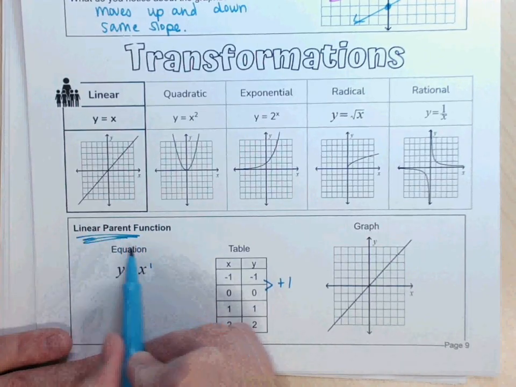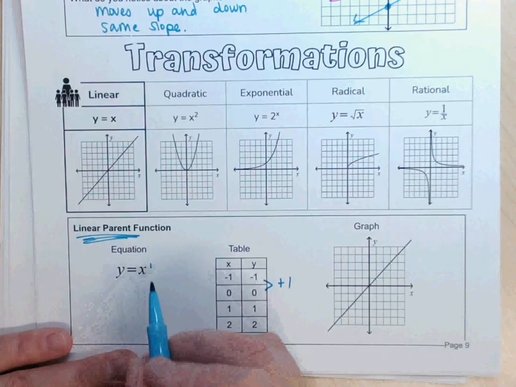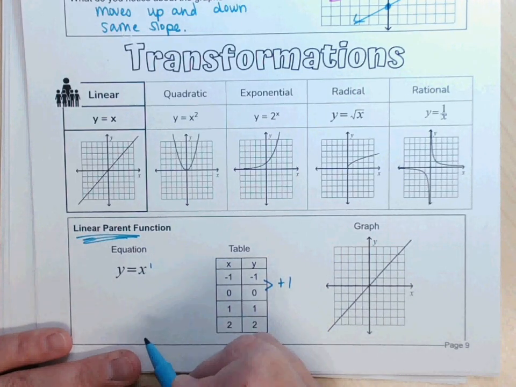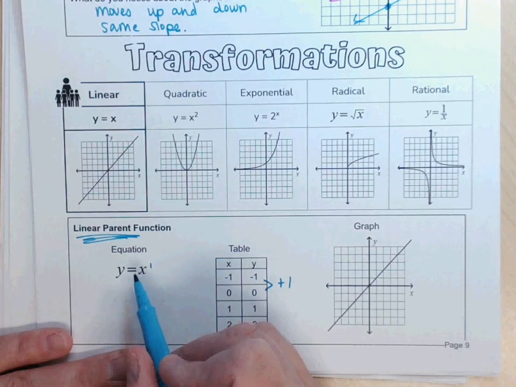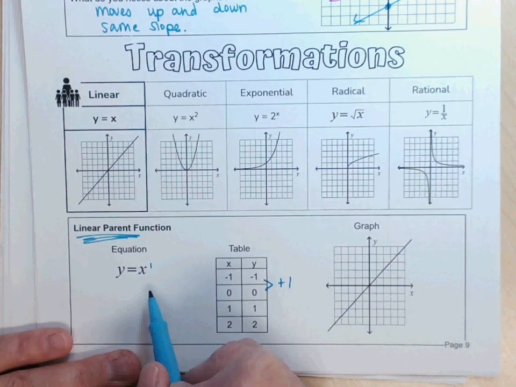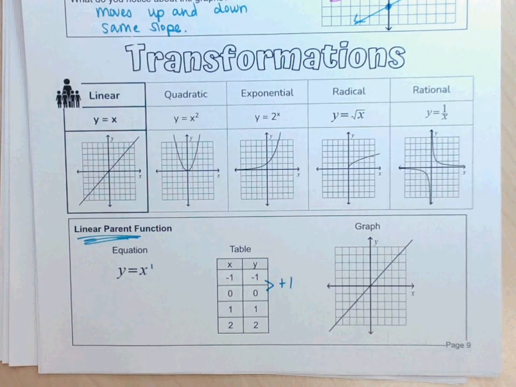This example in this box down here is the parent function. It means it's the most original, most basic version of a linear function. And anytime we have something different than what you see here, it's a variation of the original. And so we're going to explore those transformations.